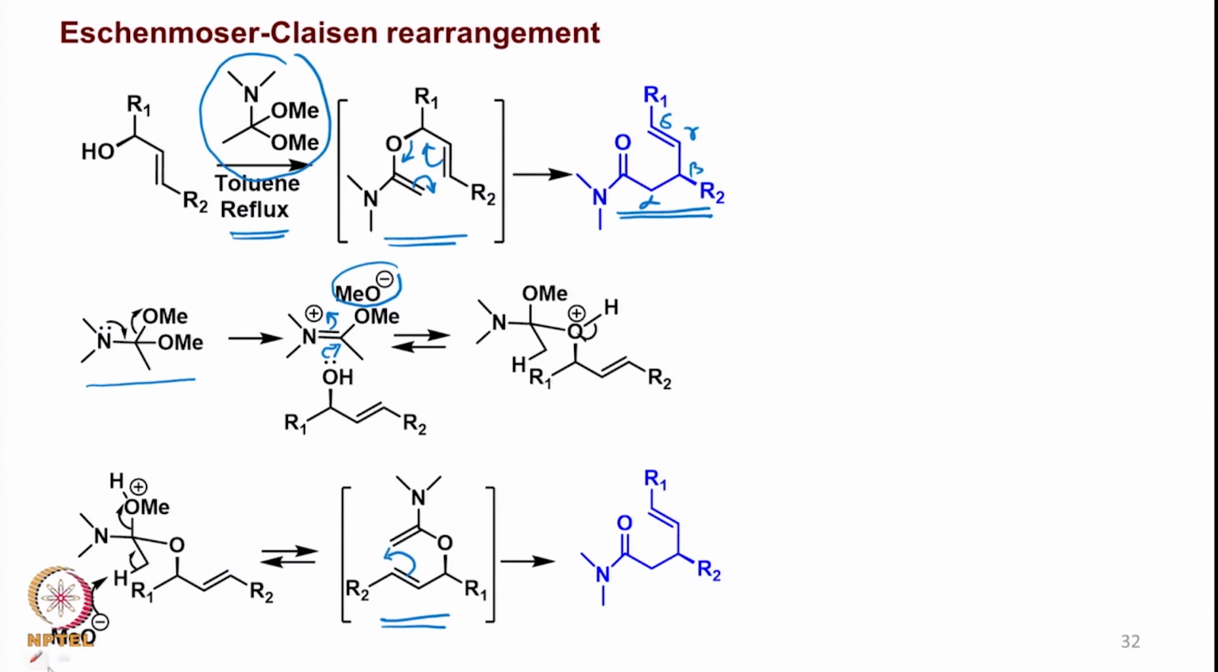We can put the orientation in a slightly different way, and then we can say that the reaction occurs to form this particular product. So, this is what is called the Eschenmoser-Claisen rearrangement. It has been modified by Eschenmoser, and then we will look at some other aspects of the Claisen rearrangement and related reactions next time.